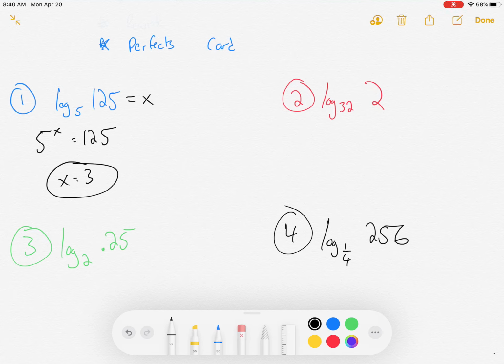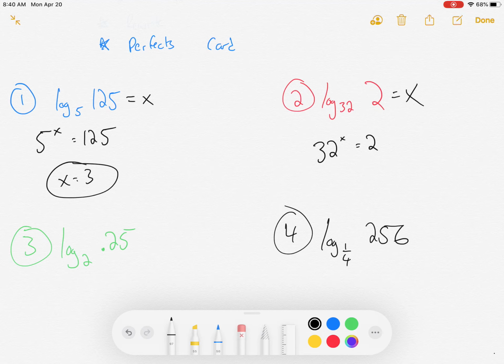Okay, next up we have log base 32 of 2. And again, what I need to do is set this equal to x. I don't know why I was going to write 5 there. Equals x. So let's start by putting this in exponential form. So we have 32 to the x power equals 2. I'm struggling right now, sorry. Equals 2.